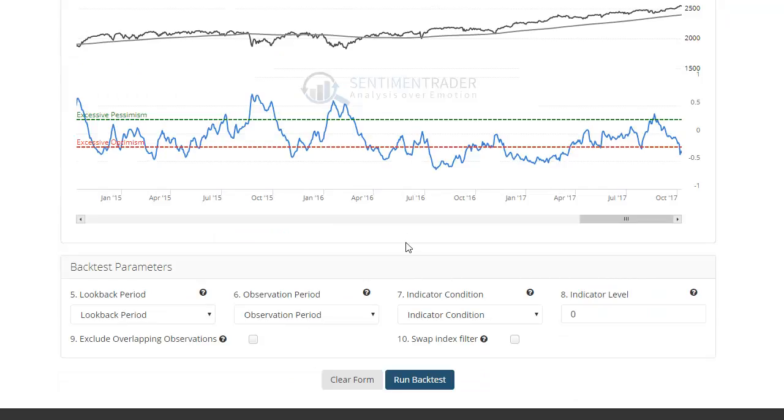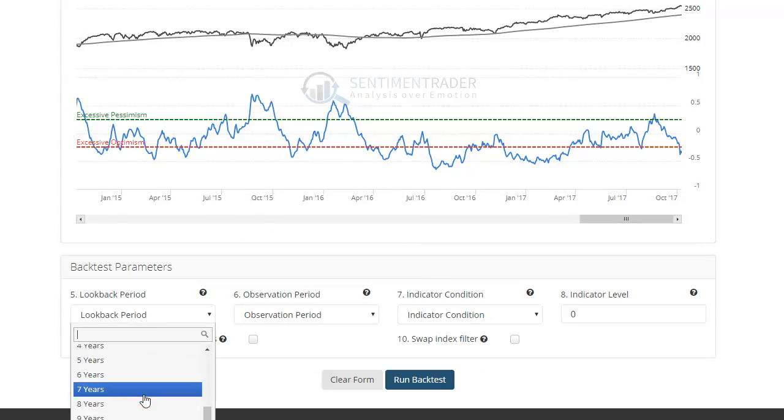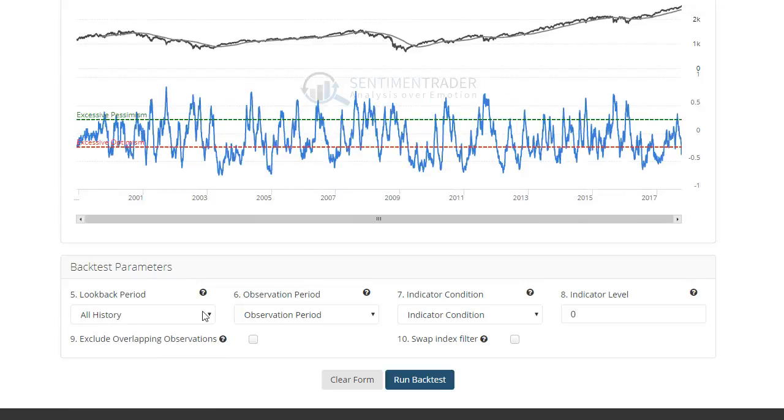If you scroll down, you can change some of the other parameters. Look back period is how far back you want to look. For this test, let's just go back to all history. For regular tier subscribers, that might just let you go back 5 years. Premium tier, you can use all history.